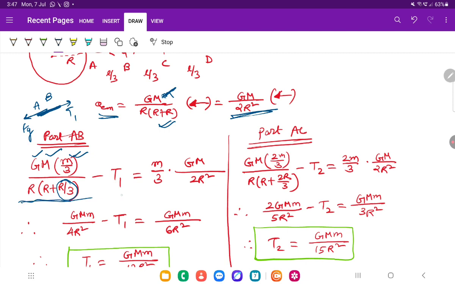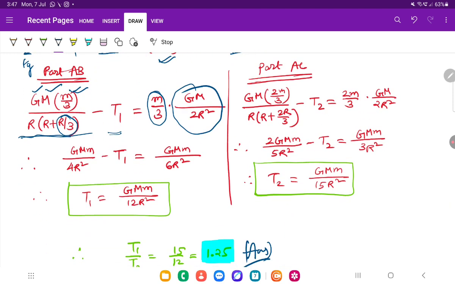This is gravitational pull minus tension, mass of the rod M by 3 times acceleration of the rod. This one G capital M upon 2R square. Again, I'm not explaining these calculations, these are basic stuffs. You will just get this result, T1 equals to G capital M small m upon 12R square.